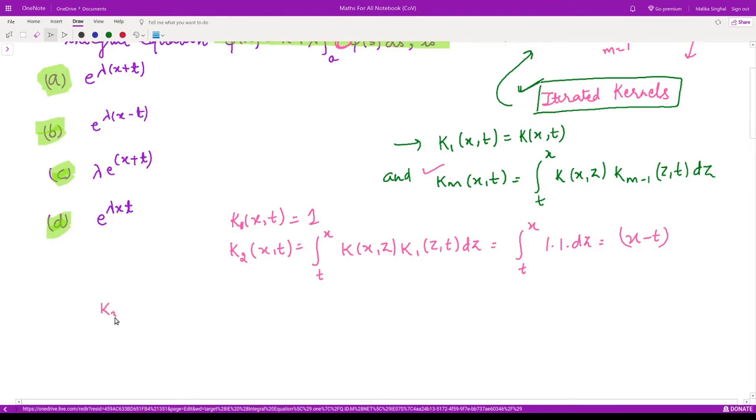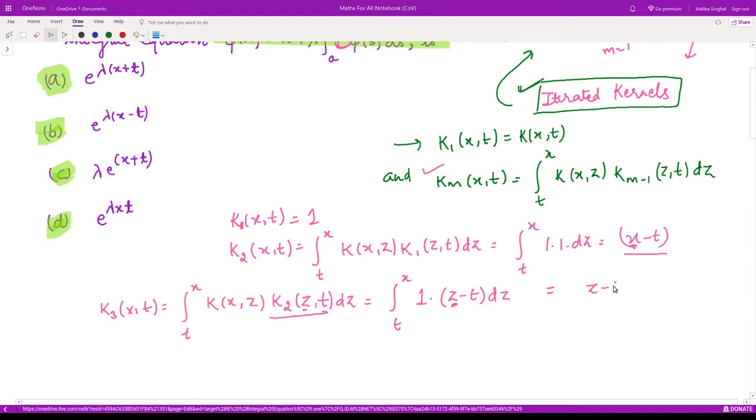Now let us calculate K_3(x, t). It is integration from t to x, K(x, z), K_2(z, t) dz, right? And this would be integration from t to x. The first term is equal to 1. The second term is equal to this, but the only difference is that we are taking the value of z and t, so it should be z minus t and dz. So this value is changed, right? So let us integrate this. It would be (z minus t) whole square upon 2, limits of integration from t to x. So that would be (x minus t) whole square divided by 2.